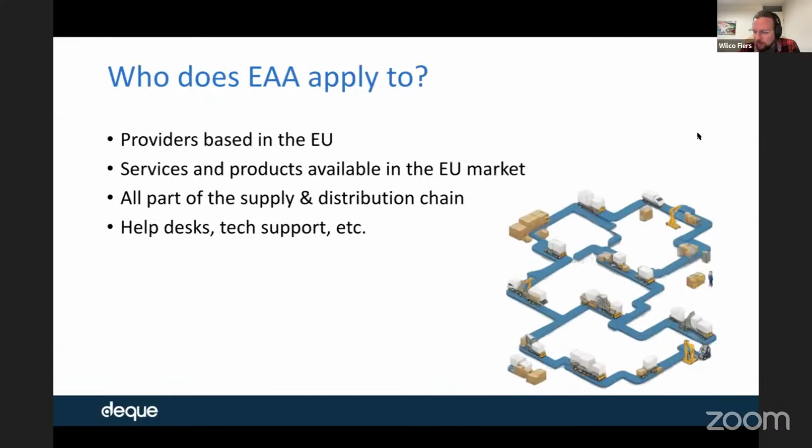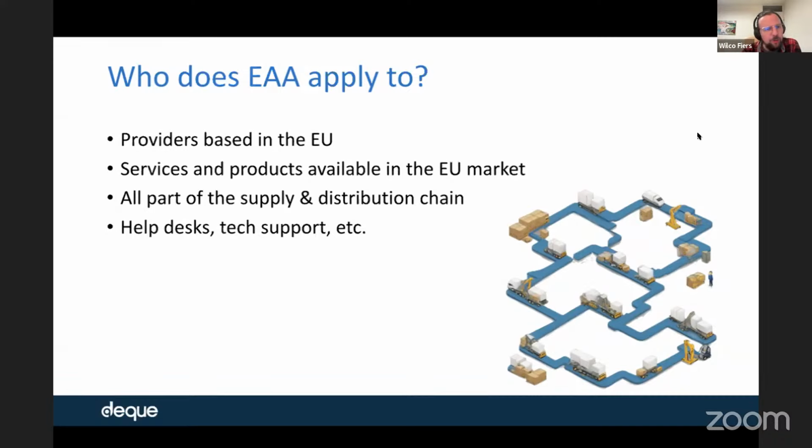So who does it apply to? You might think, okay, I'm not based in Europe. What do I care? That's not how it works. Providers based in the EU certainly, it applies to those, but also anybody bringing services and products to the EU market, it applies to you as well. If you're part of a supply chain, so if you have a reseller in Europe, you're part of this.